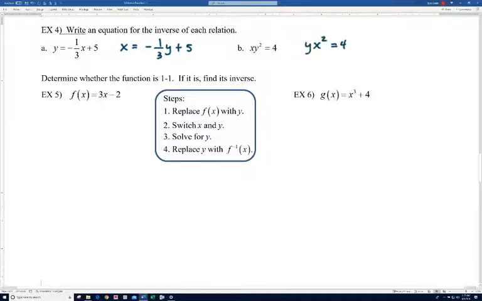So all we have to do is switch our x and y. I'm going to go ahead and put the x squared and then the y. And so that's all there is to a problem like that.